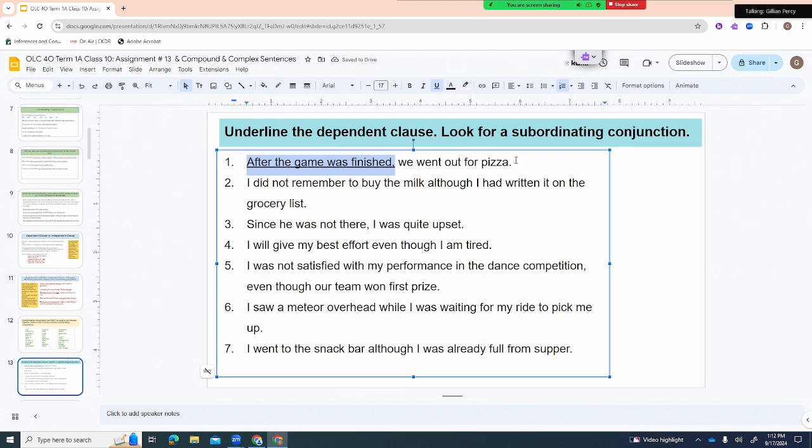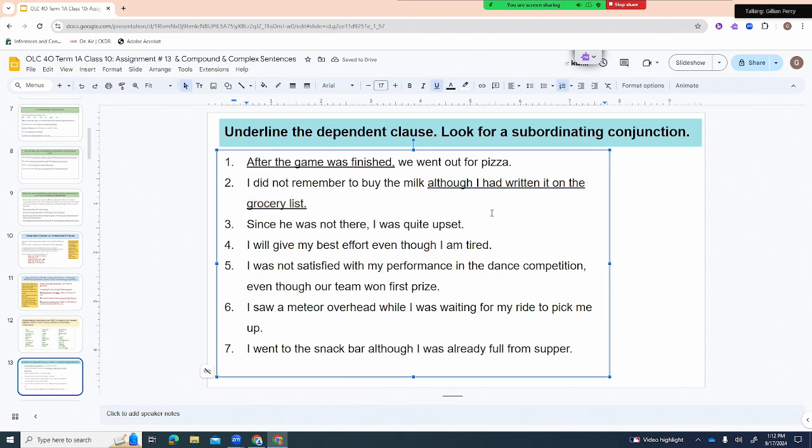We went out for pizza could stand all by itself if I didn't have that. But after the game was finished can't, because that after means there's another action. I did not remember to buy the milk, although I had written it on the grocery list. Okay, do you see the subordinating conjunction there? It's right there in the middle, the although, and all the rest of it, I had written it on the grocery list, becomes your subordinate clause.